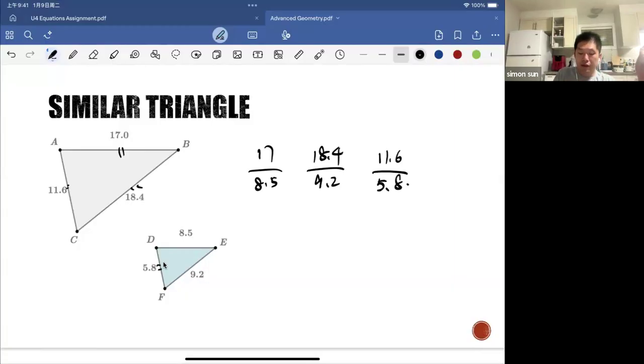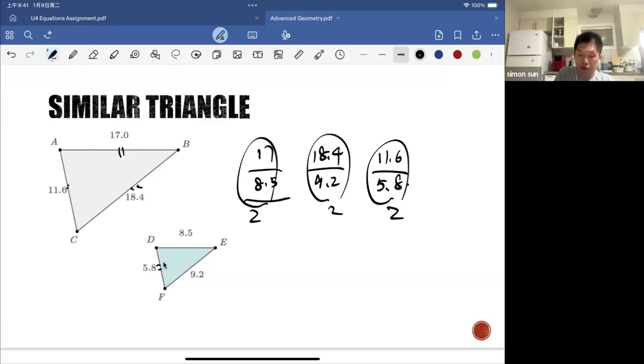Okay, this one is actually 2, right? This one is also 2. If you calculate the values, this one is also 2. So for the three sides, the side ratios are the same. The ratio is always 2. So we say, okay, those two triangles are similar.